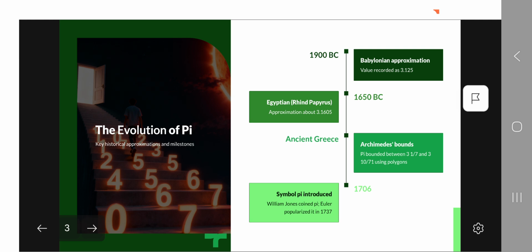Now in ancient Greece, the Archimedes bounds. Pi bounded between 3 and 1/7 and 3 10/71 using polygons. Technically, I do not know why we're using polygons. And 319 years ago, close to 320 years ago, the symbol of pi was introduced. So William Jones coined pi. Euler popularized it in 1737. That's crazy, isn't it?